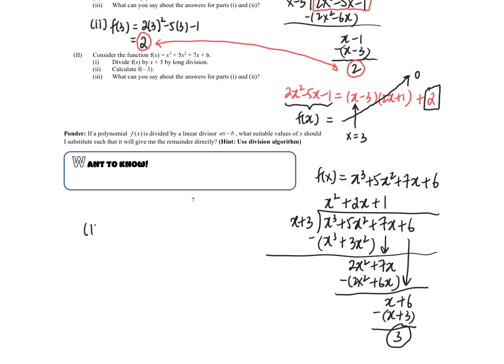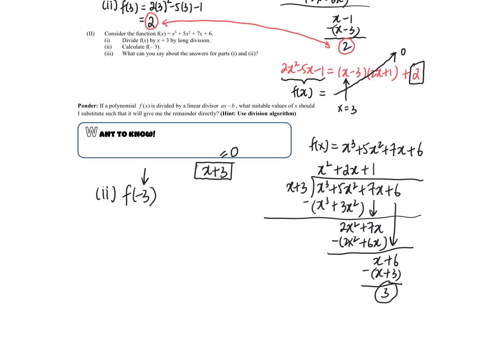Now question say, can you calculate f of negative 3? Why negative 3 is because my divisor is x plus 3. If I can make this equals to 0, then my divisor and my quotient will get cancelled out. Okay, so if I were to rewrite this, like what we have done just now many times, this is my dividend.